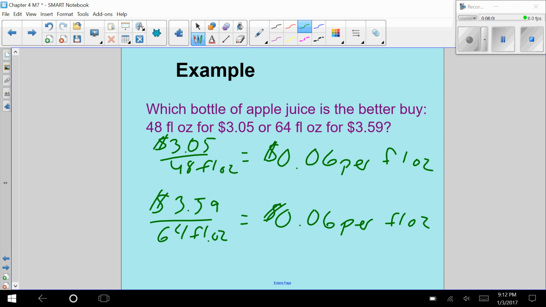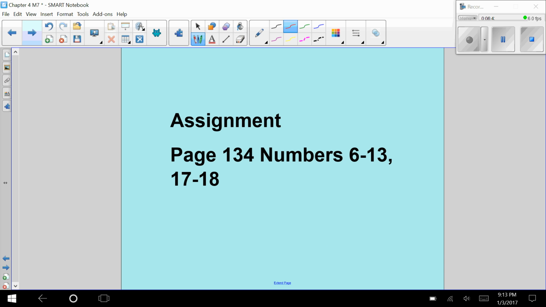Uh-oh, they're the same, but if we look closely, they are not. 3.05 divided by 48 is really 0.0635. 3.59 divided by 64 is 0.056. So really, the 64 fluid ounce is slightly less expensive. Now this one is very, very close, and usually they won't be quite so close. Sometimes we have to look past the rounding. Your assignment is out of the textbook.